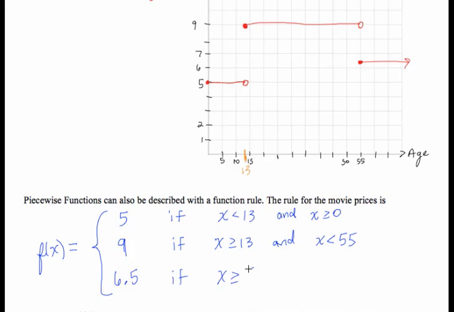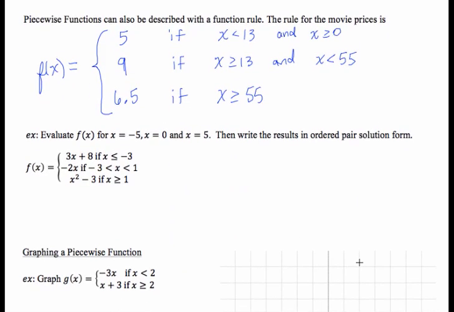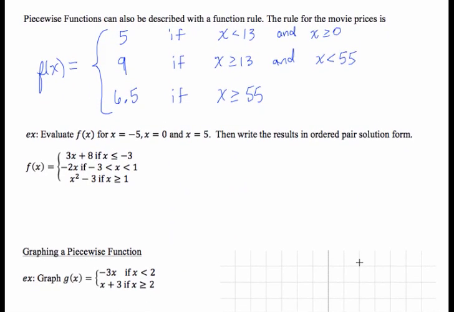So this is what this function would look like in function notation. So this is how you write a piecewise function, and this also sort of explains how you read a piecewise function as well. So here's a different piecewise function. This one's determined by x's. F of x is defined by 3x plus 8 if x is less than or equal to negative 3. It's defined by y equals negative 2x if x is this.